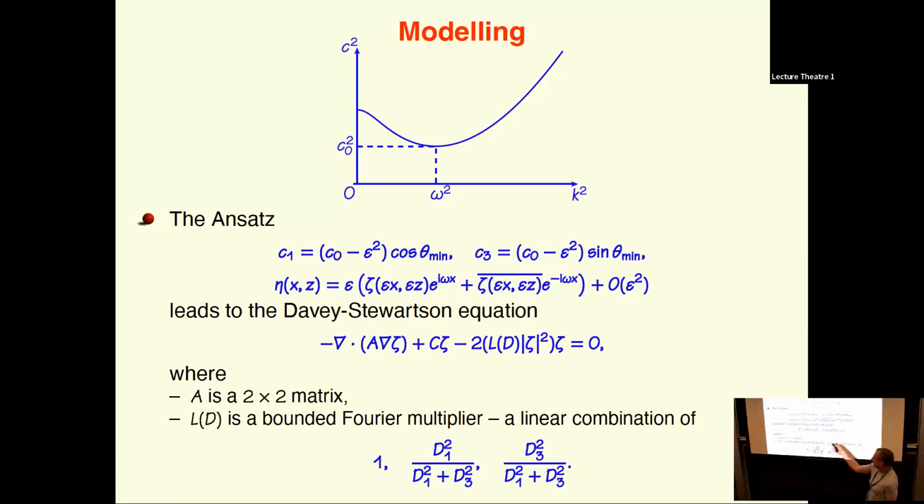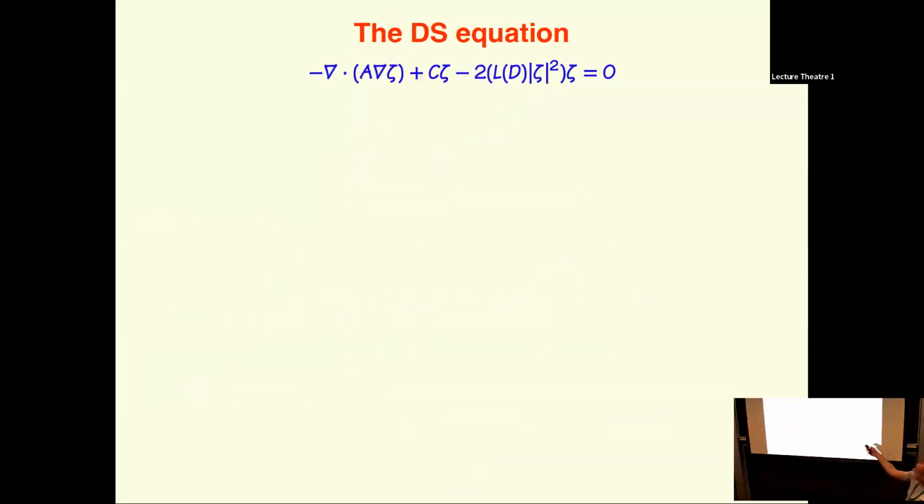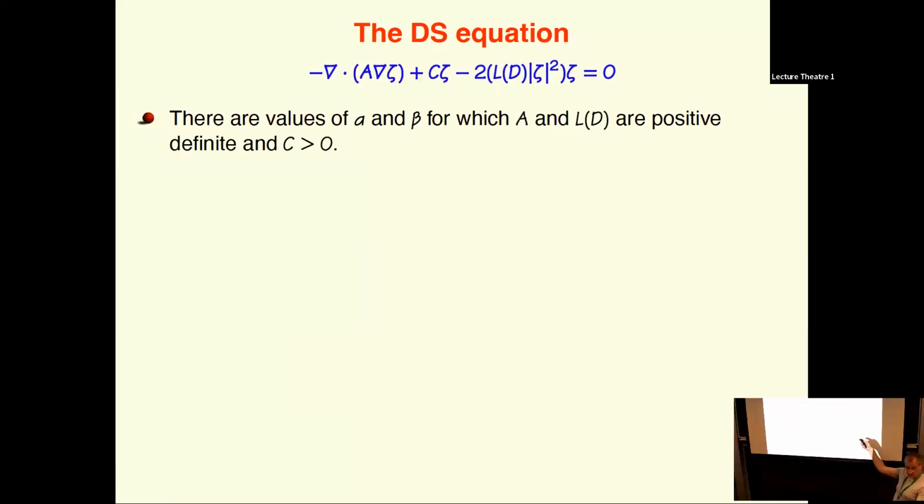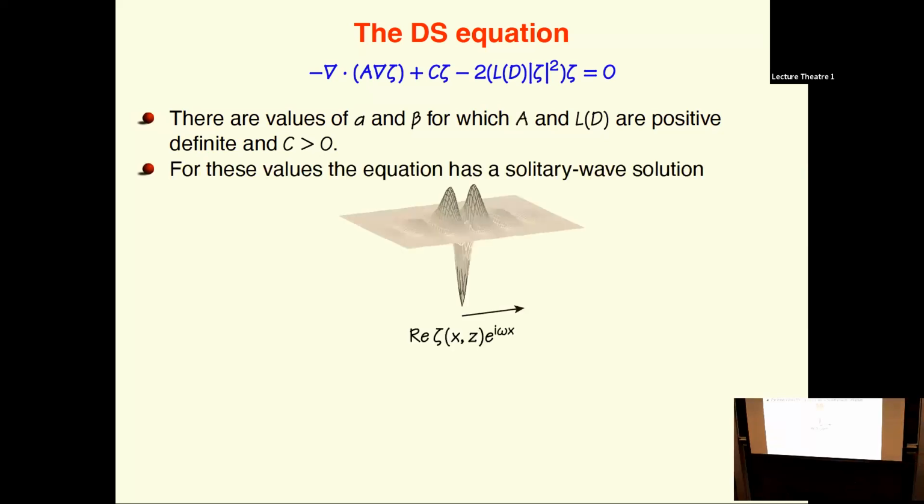And the point about the Davey-Stewartson equation of this type. So let's look at it again. There are values of alpha and beta, the parameters in the problem, for which A and LD are positive definite, and this coefficient C is positive. And then this is a Davey-Stewartson equation of, let me get it right, elliptic focusing type. I apologize to the DS specialist if I got that wrong. That's what I think it should be. What I mean is of the type that has a fully localized solitary wave solution, which looks like that. This is how the predicted free surface of the fluid would look.